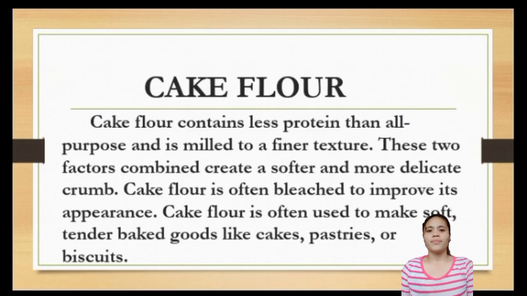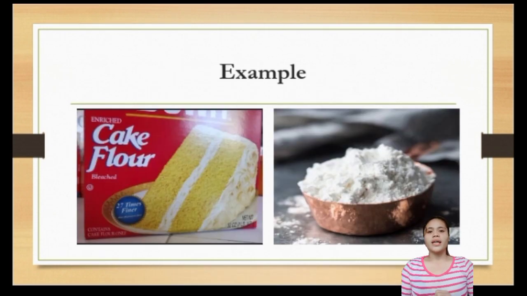Cake flour. Cake flour contains less protein than all-purpose flour and is milled to a thinner texture. These two factors combined create a softer and more delicate crumb. Cake flour is often bleached to improve its appearance. Cake flour is often used to make soft, tender baked goods like cakes, pastries, or biscuits.